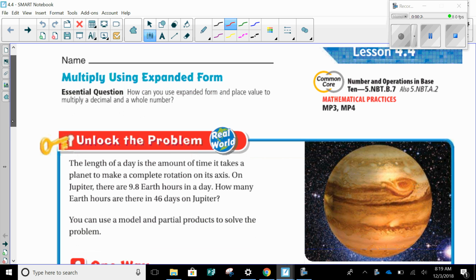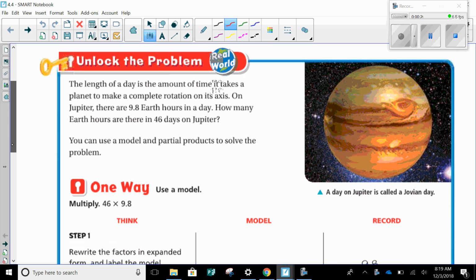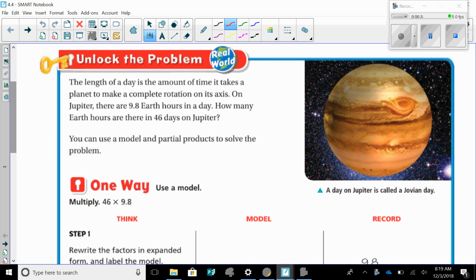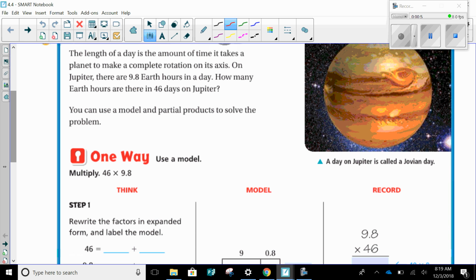It says, underneath unlock the problem, the length of a day is the amount of time it takes a planet to make a complete rotation on its axis. On Jupiter, there are 9.8 Earth hours in a day. How many Earth hours are there in 46 days on Jupiter? It says you can use a model and partial products to solve the problem. So let's look at how we use a model to do this.